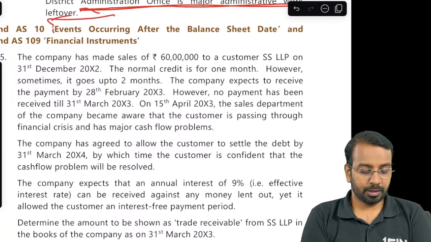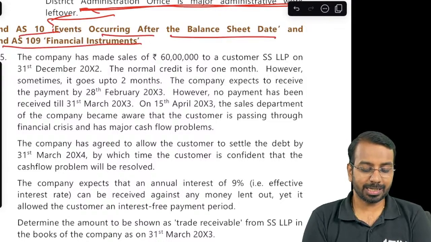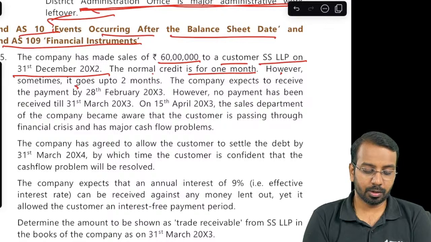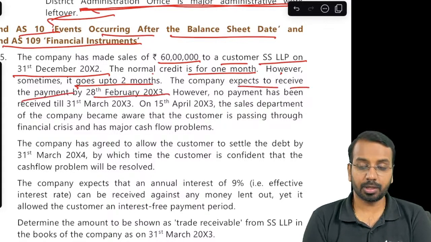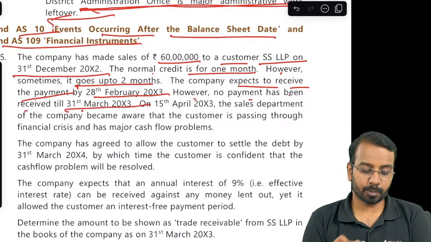Then question number 15, in Ind AS 10, events occurring after the balance sheet date, and Ind AS 109. The company has made sales of 60 lakhs to a customer, SSLLP, on 31st of December. Normal credit is for 1 month. However, it goes up to 2 months sometimes. The company expects to receive the payment by 28th of February of year 3. However, no payment has been received till 31st of March of year 3.